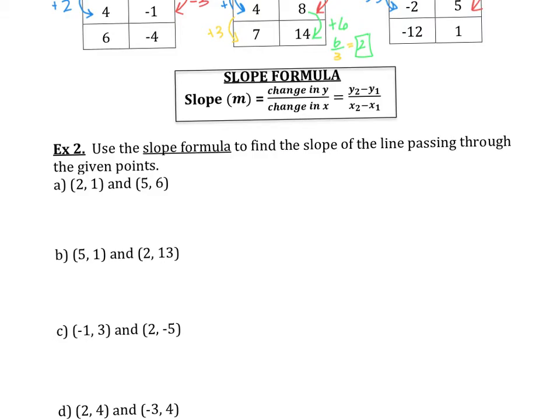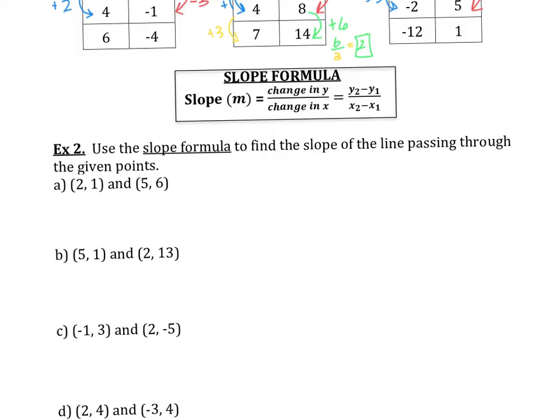Now we're going to cover the slope formula. The slope formula is how you can find the slope when you're given 2 points, and it's still the same idea as rise over run and from the table. Because the slope is the change in y over the change in x, to find the change in y, you subtract the two y values. We call it y2 minus y1. And to get change in x, you subtract the two x values.